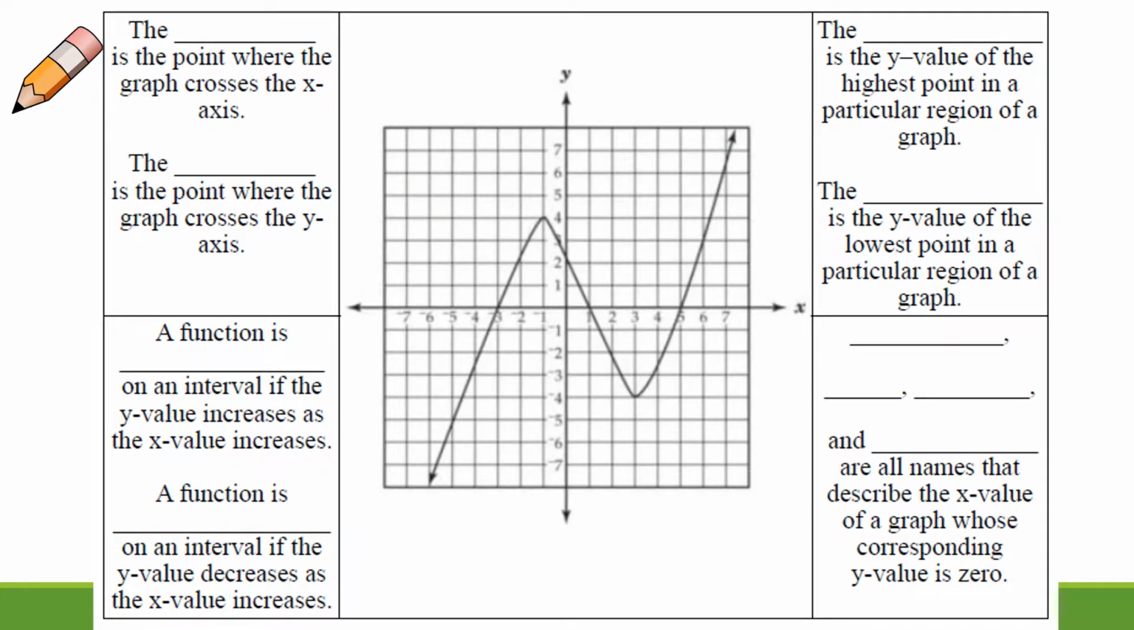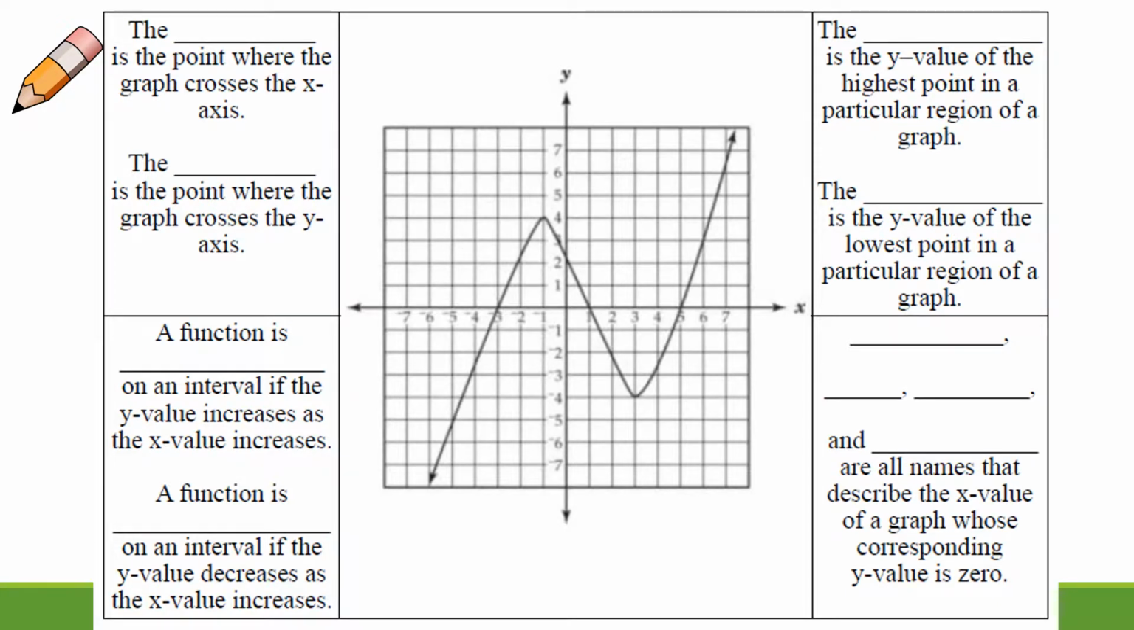Okay, now we're on the inside of the foldable. We're going to start in the top left-hand corner of the inside of this foldable, on the flap that reads X and Y intercepts on the outside. As we go along, notice the colors of what I'm writing in words and how that matches the parts of the graph and the colors on that picture.